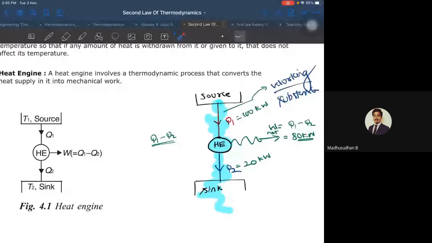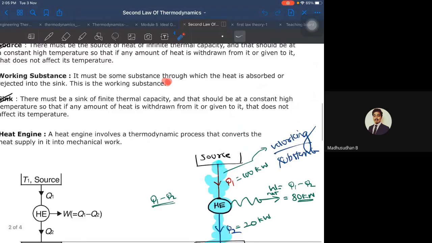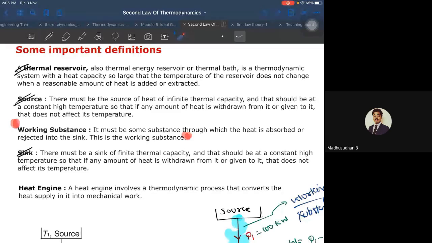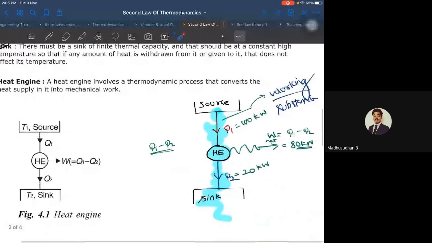Okay. Yes, sir. So in the last class, we were discussing some of the important definitions in order to understand the second law of thermodynamics. Those were thermal reservoir, source, working substance, sink, heat engine, and so on. Any doubts in these concepts? Was everything clear to you?